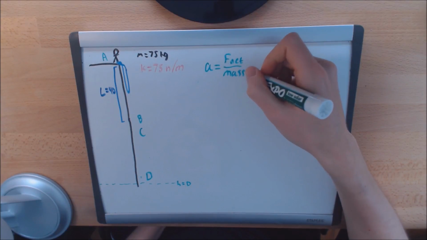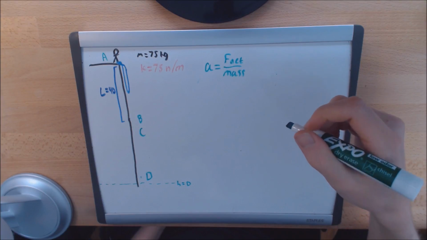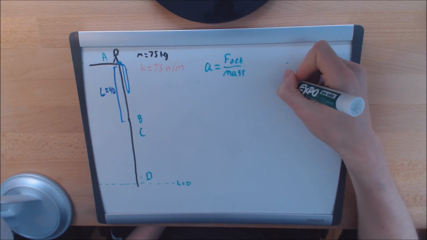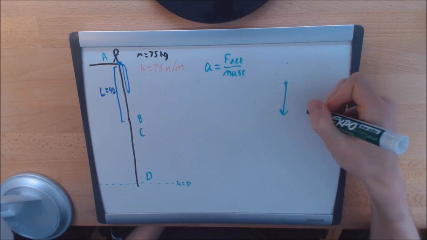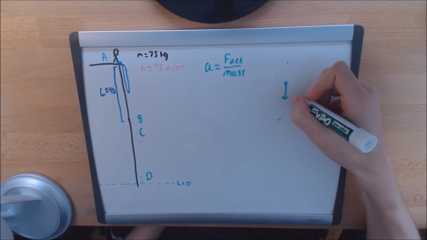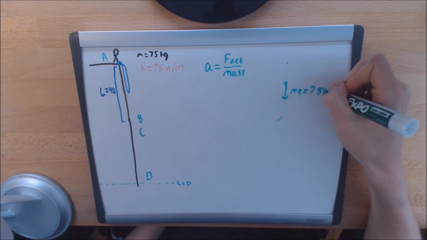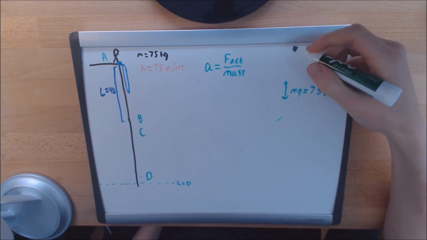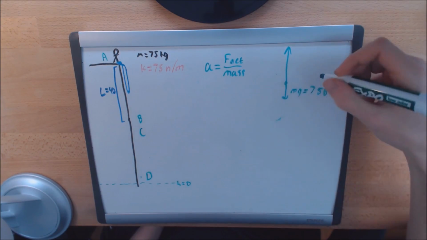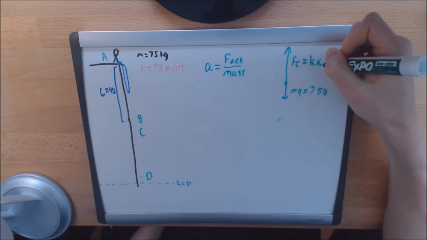And so our F net relative to mass is probably going to be the greatest at D. So at the bottom, if we draw a force diagram, we have mg, this arrow is too big. We have mg is going to be 750. And we know the up force is going to be more than that, because he's going to be accelerating up. And it's going to be Fs, or also kx.